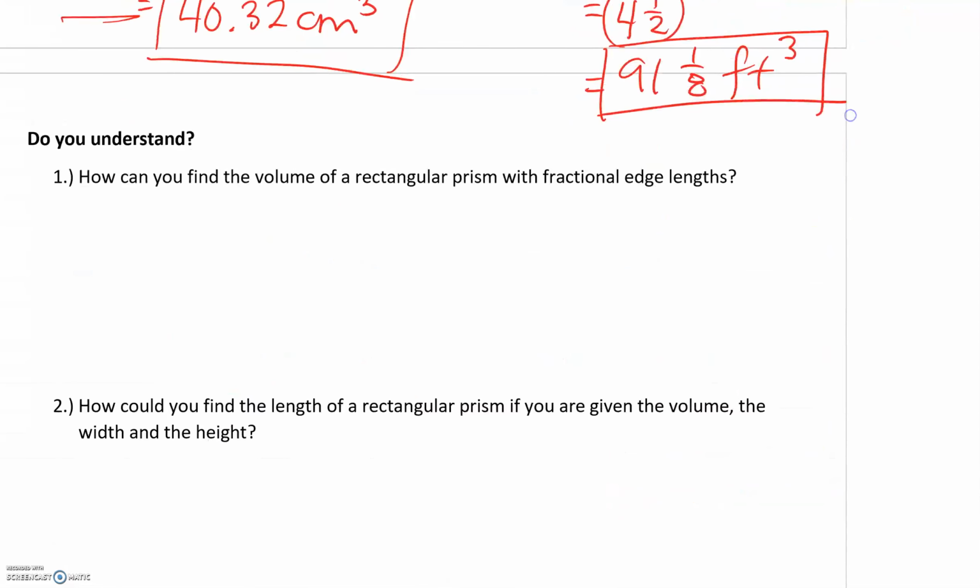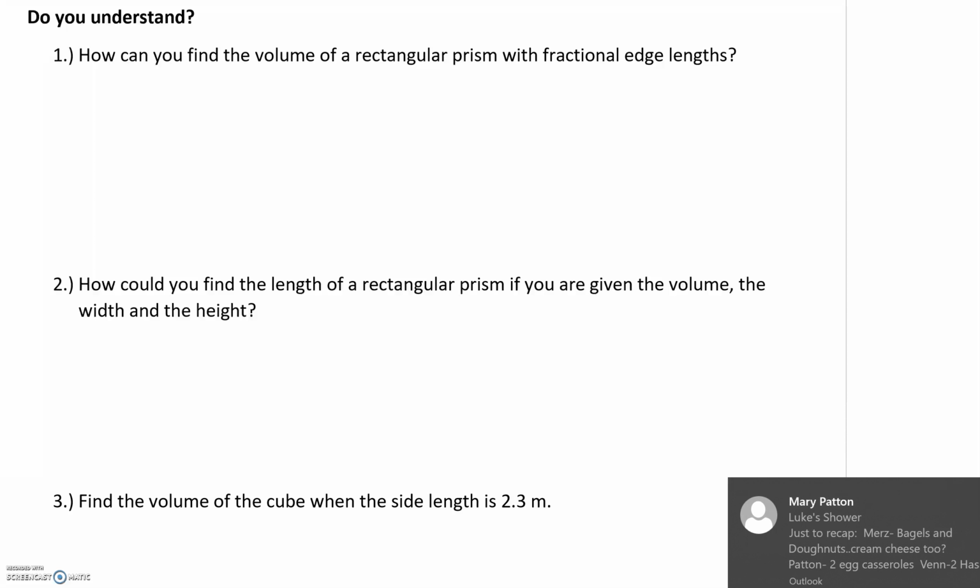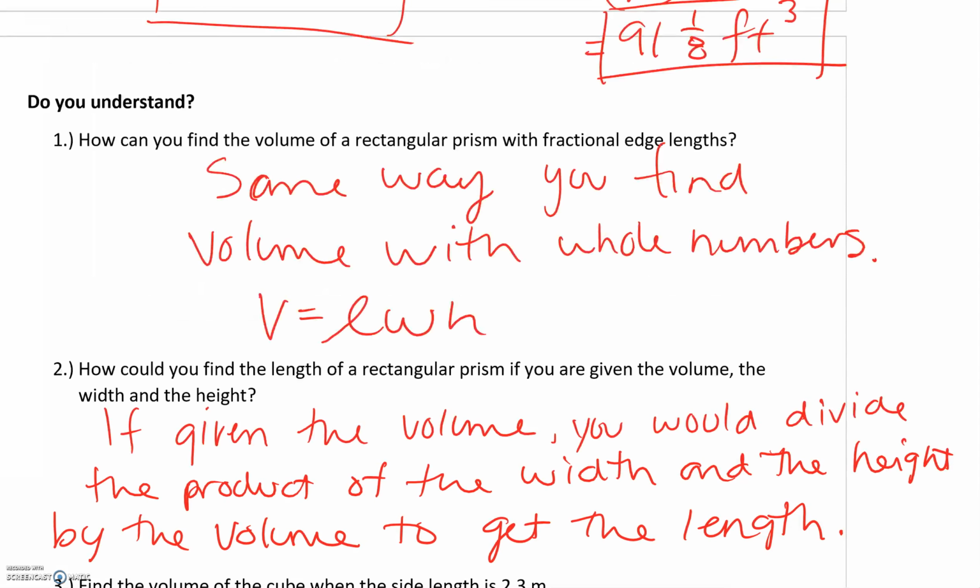Alright. Lastly, we have that do you understand section. So again, pause the video, try to answer each of the questions that you have here, and then check with me in just a moment. So please pause the video. Okay, so hopefully you paused the video for your do you understand questions. The first one, you could have written down something along the lines of we do it the same way we find the volume with whole numbers. So V is equal to length times width times height.